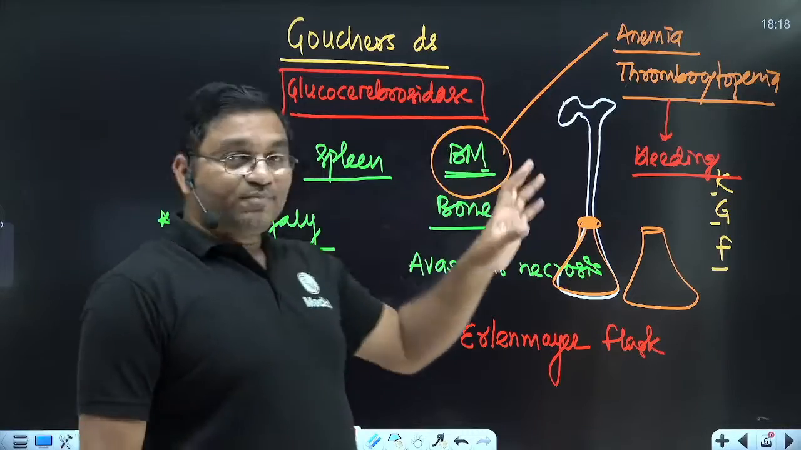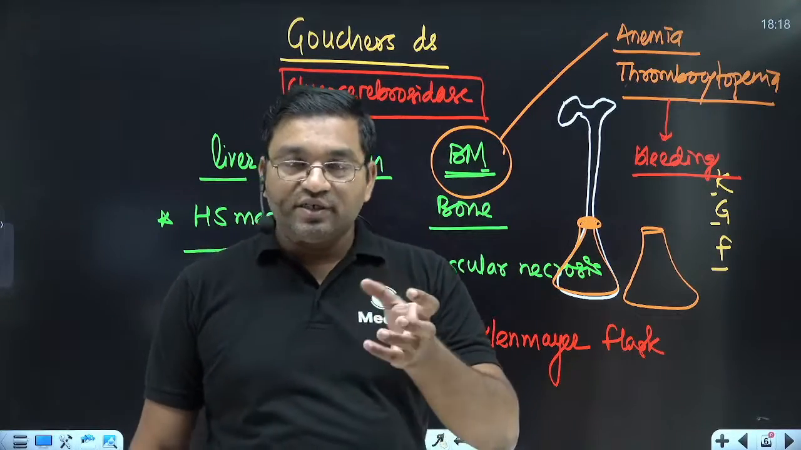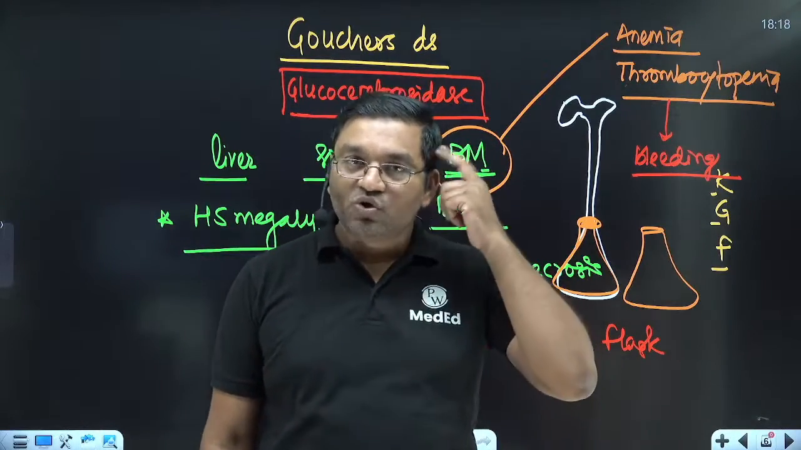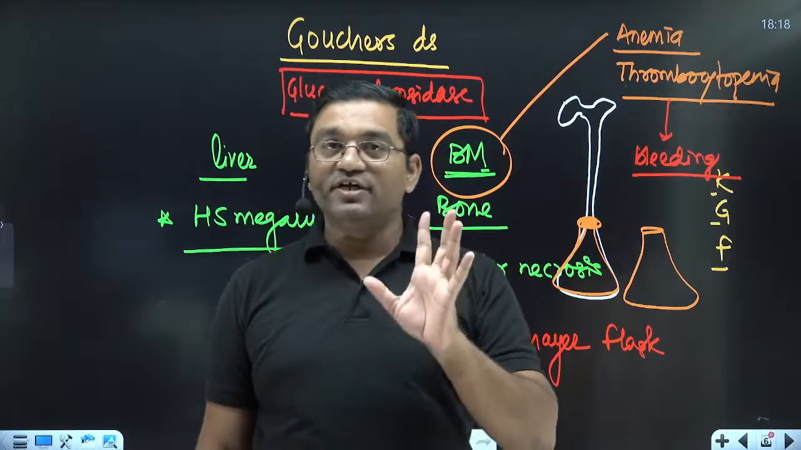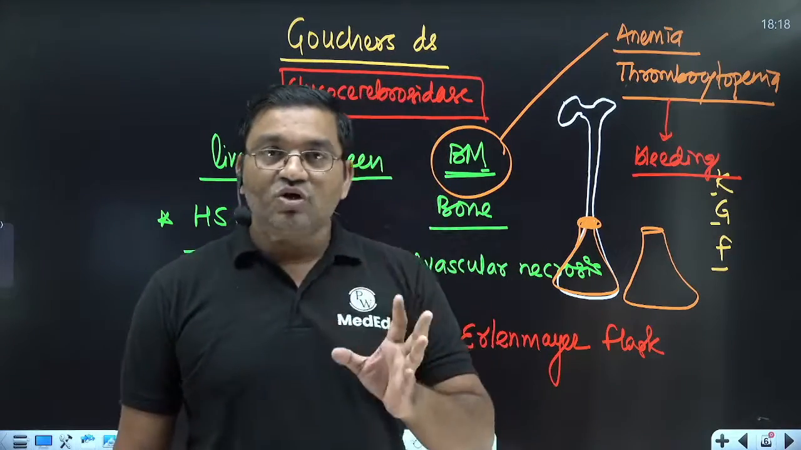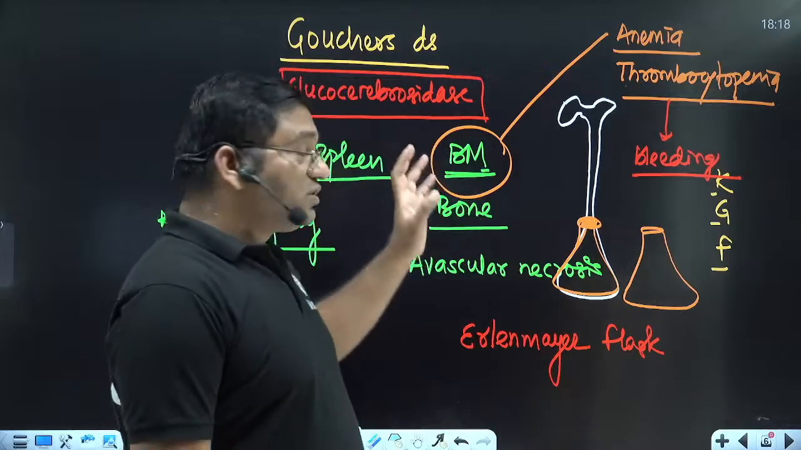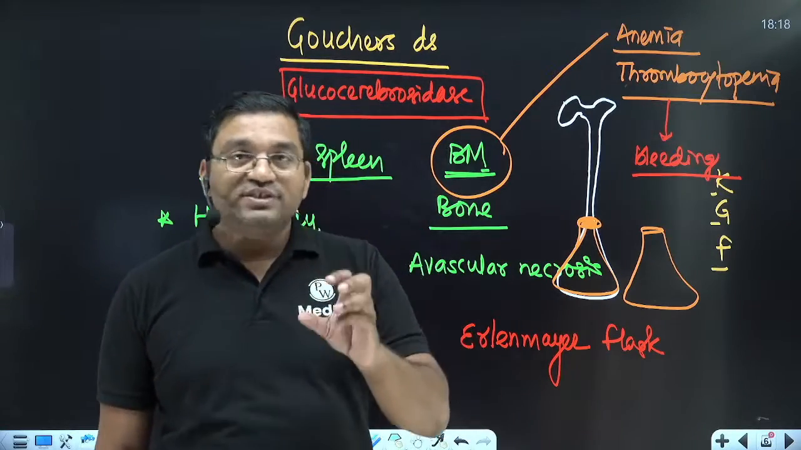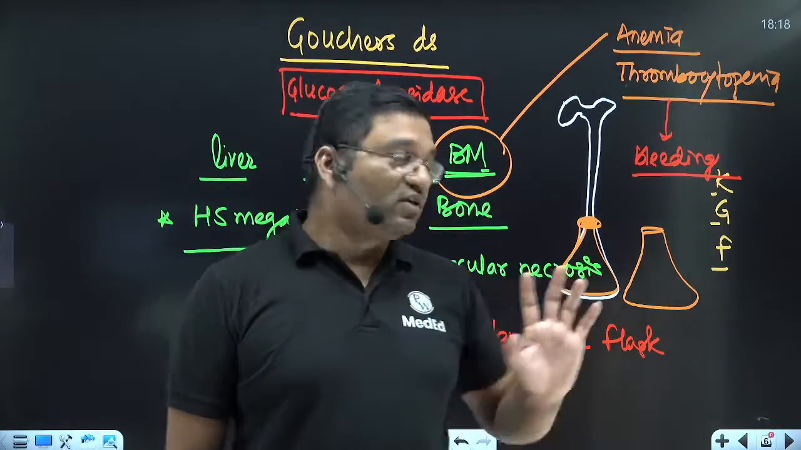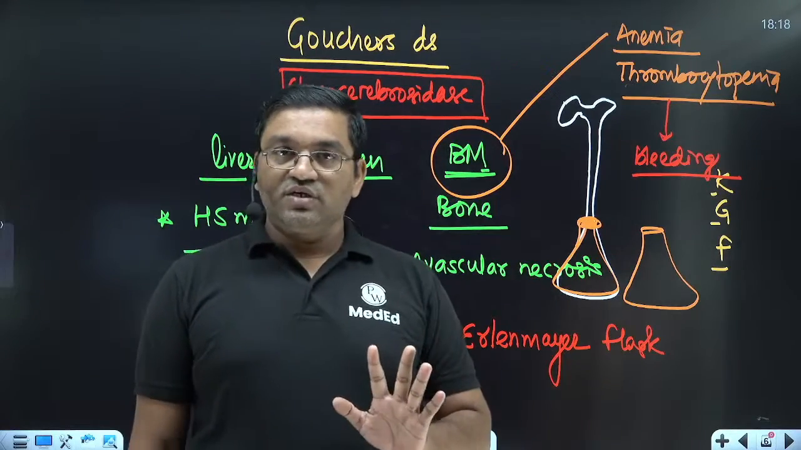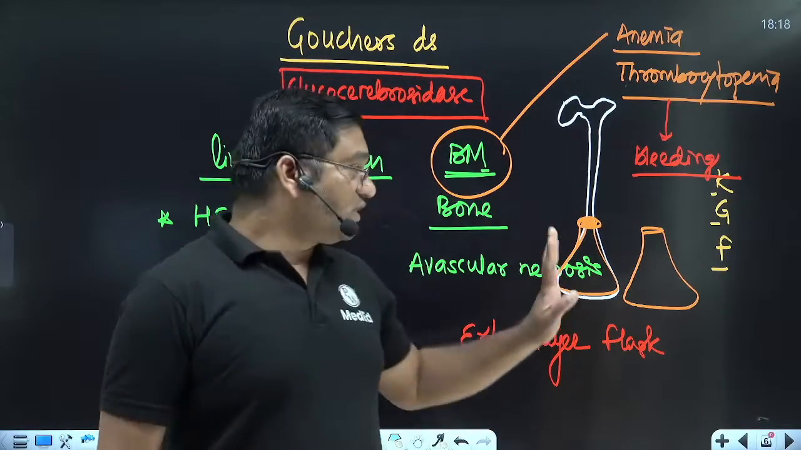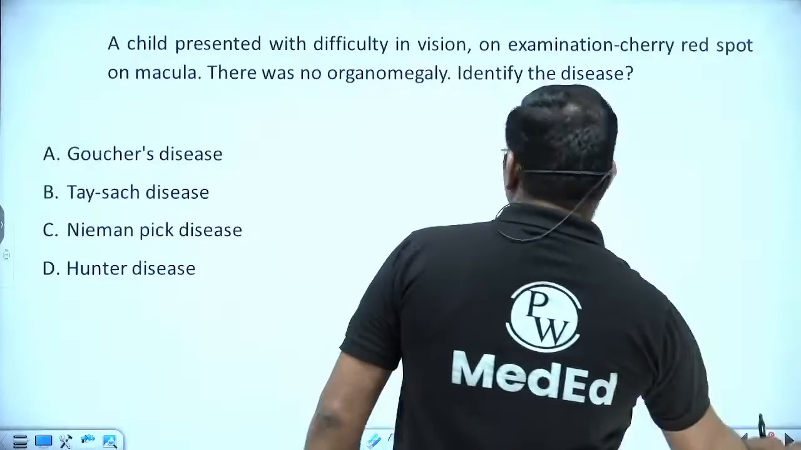In Gaucher's disease, typically in type 1, there is no neurological involvement. Keep this point in mind. Also, there is no cherry red spot on the macula in Gaucher's disease. These are the important points related to Gaucher's disease.